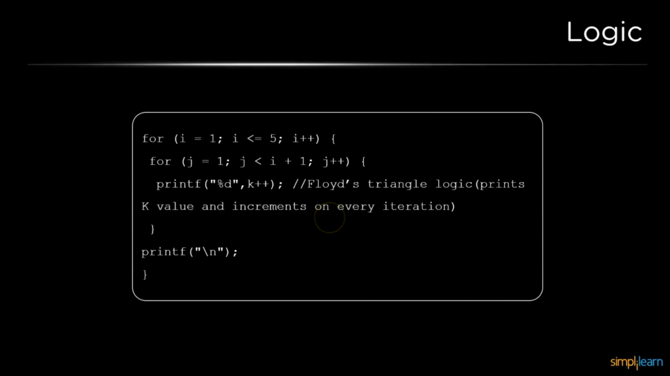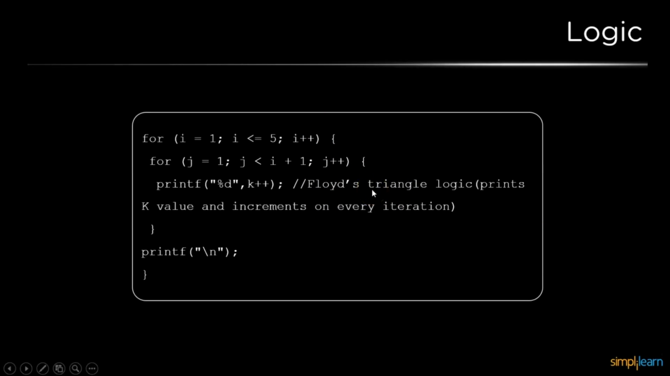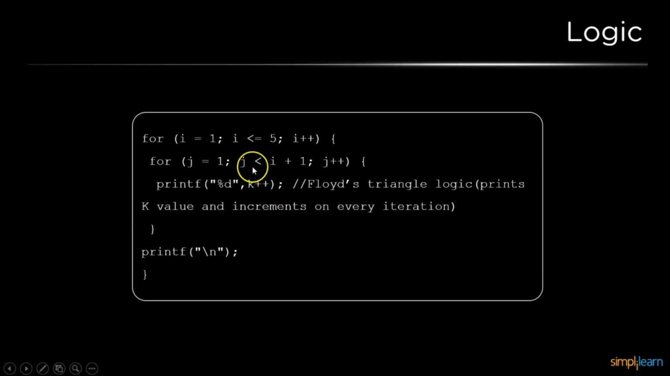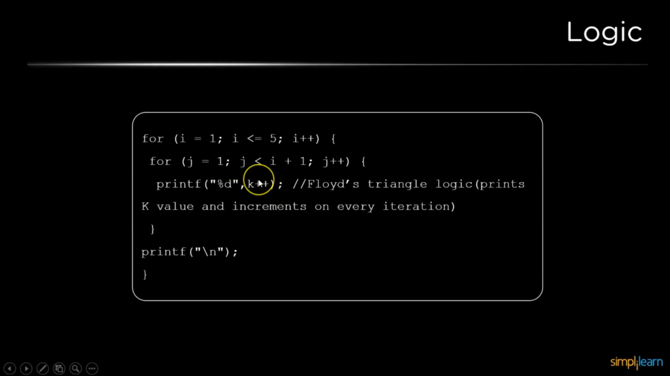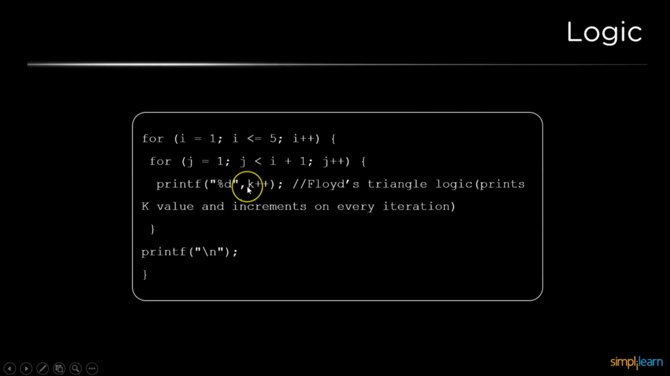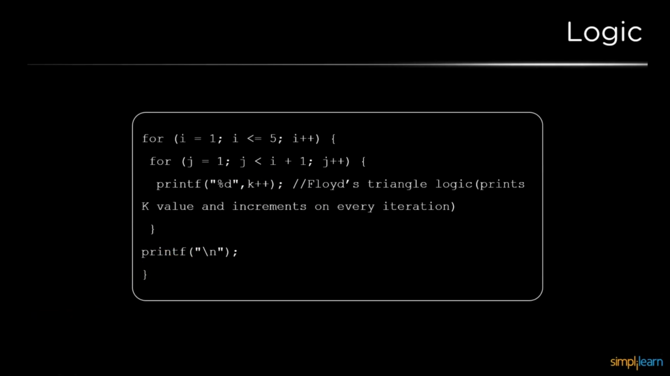It is very much similar to our previous program, and this right angle triangle is also called Floyd's triangle, where we have one extra k variable, that is the counter variable, which is used to print the value. That means here it prints the k value and increments on every iteration. So instead of using j, we are using k++. So now let's try to run the program.